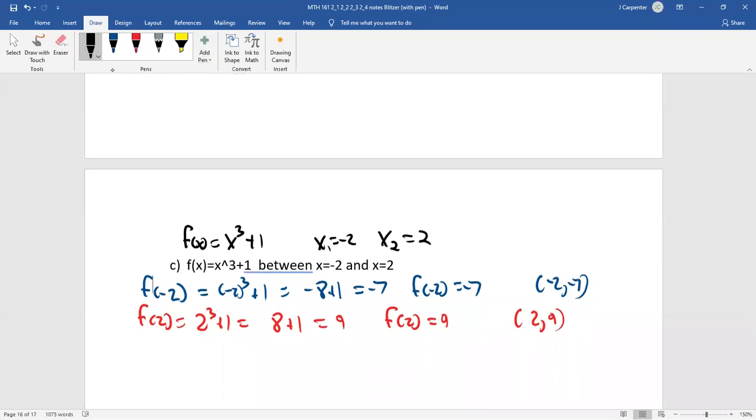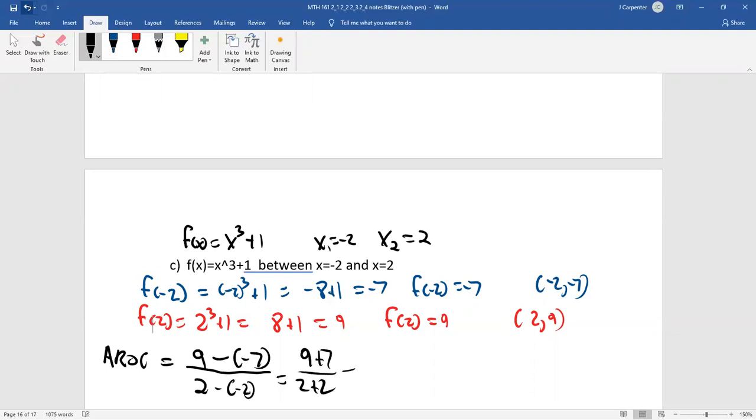So our average rate of change will be the f of x2 minus the f of x1 over the x2 minus the x1. So that's the 9, the f of x2, the output of the second point, minus the output of the first point, which was the -7, double negative. I'll check my numbers, make sure I'm not making any simple mistakes, right? Then over x2 minus x1, the x2 was the 2, the x1 was the -2. 2 minus -2, which is 9 plus 7 over 2 plus 2, which is 16 over 4, which is 4.